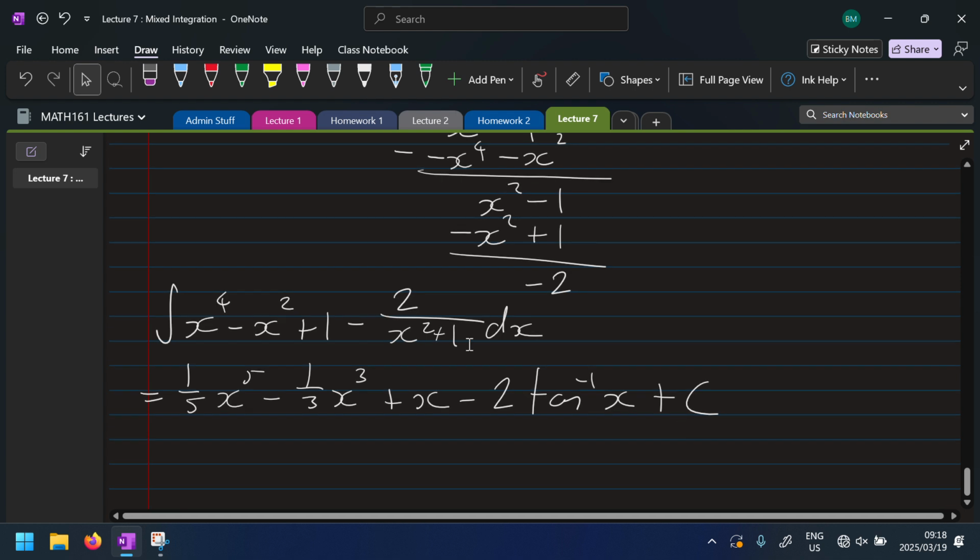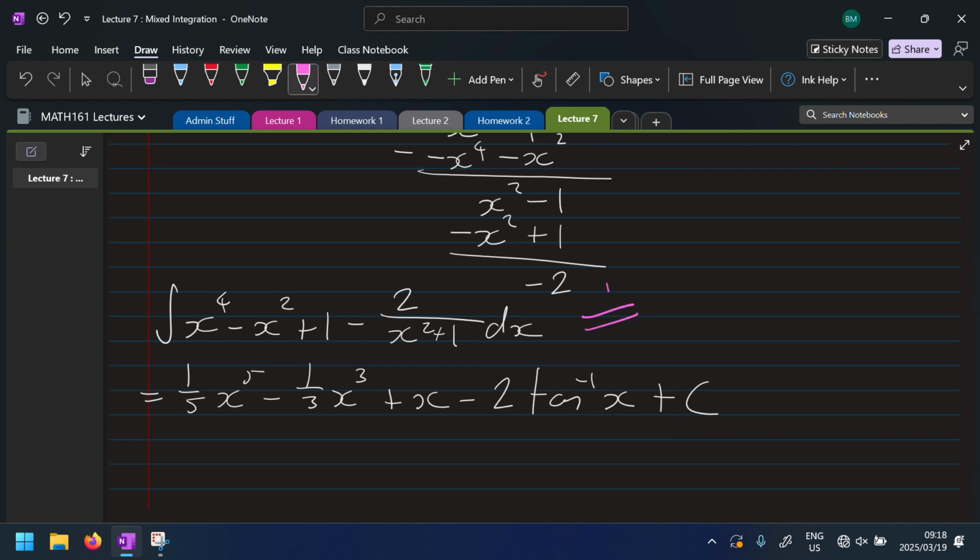Please do not write this as natural log of x squared plus 1. Just because you've got something in the denominator does not mean it's natural log automatically. 1 over x gives you natural log. 1 over x squared plus a squared gives you arctan. The only way you end up with the log is if you have something like this.